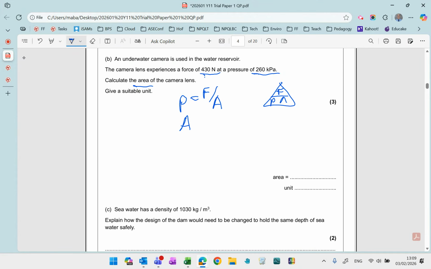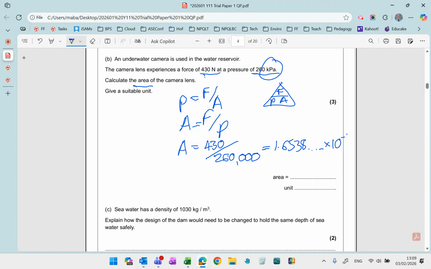Okay, you can use the formula triangle to help you to do this if you wish. F up there, P over there, put my thumb over A, and you can see that that's force divided by pressure. Now there's a bit of a sneaky bit here, because look, that pressure is in kilopascals, right? So 430 newtons, we don't need to convert that, but because that's in kilopascals, we've got to multiply by 1,000 to get it into pascals. If you work that out on your calculator, you will get 1.6538 and so on, times 10 to the minus 3.